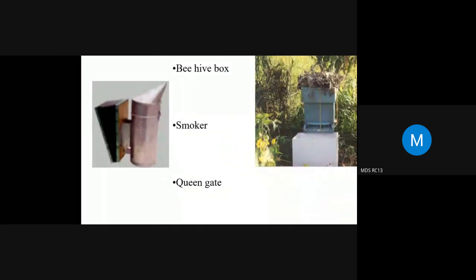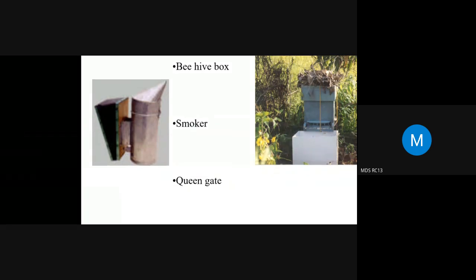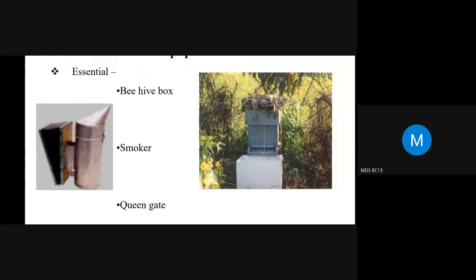In the picture, what you are seeing is the smoker. On the left, leather is used for the blower, and a spring is attached inside. The cylindrical portion can be opened from the top, and we should put some cloth or any dry leaves or twigs inside that, which is burnt and fired, and that produces smoke, and that smoke is used during hive activities.